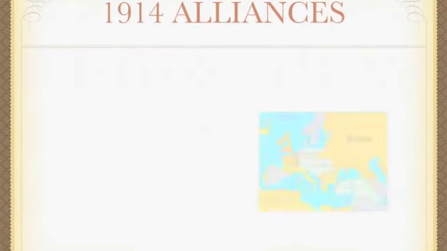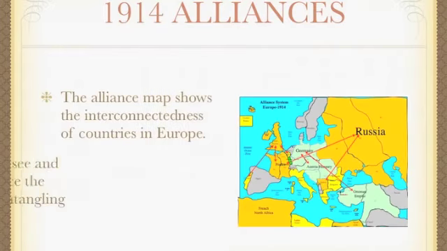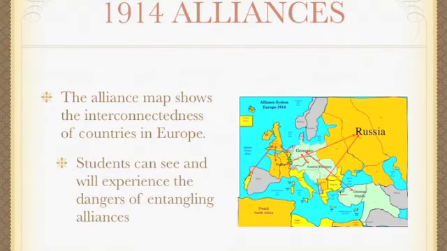The alliance map shows how interconnected all the major countries of Europe were. Students can visualize how difficult it would be to keep a war isolated between two countries. Students use the alliances map to develop their strategy and contemplate what reactions will occur if certain actions would be taken. This is where strategic thinking gets involved. Students must anticipate other countries' reactions.